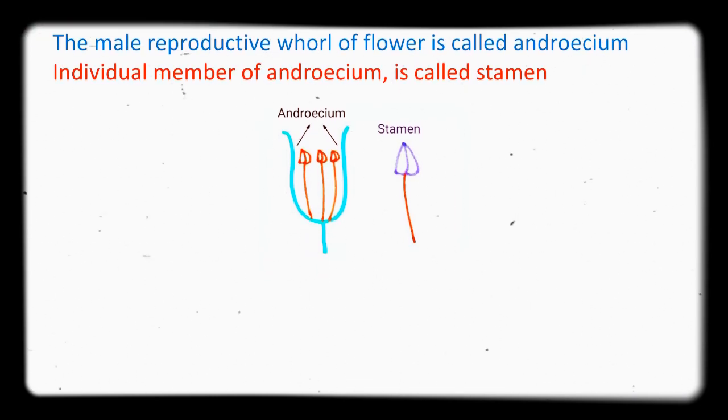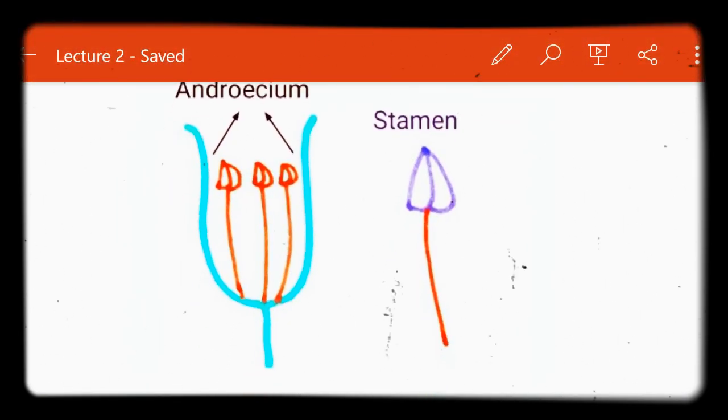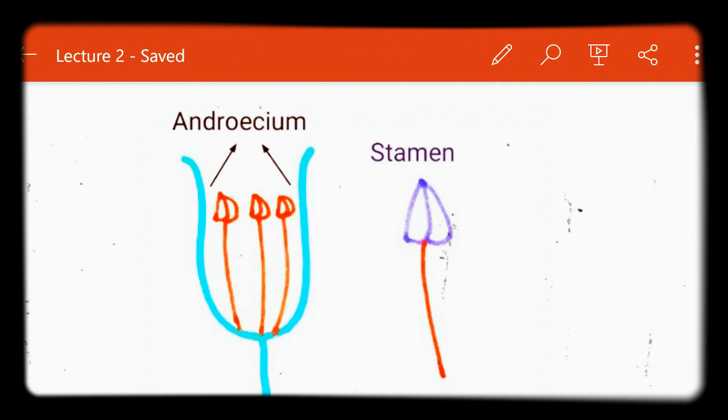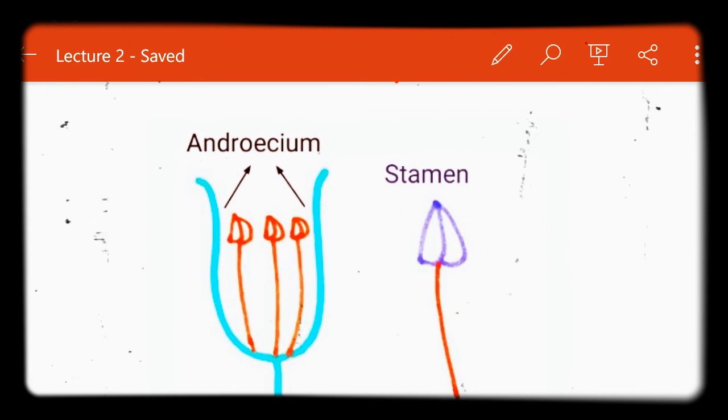If you go to learn about the male part of the flower, it is always the androecium. The male reproductive whorl of the flower is called androecium, and its individual member is called stamen. You can observe here the left side diagram is the diagram of androecium, and the right side diagram is its single unit.